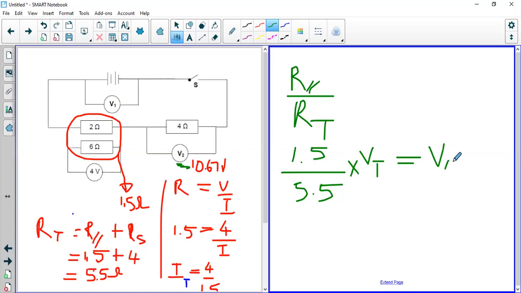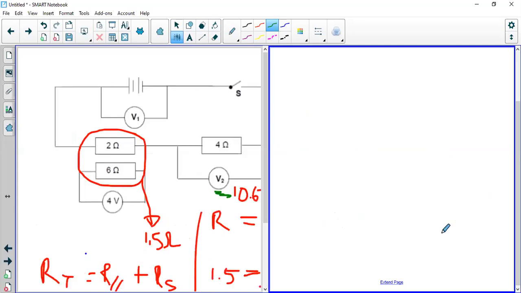But the voltage across the parallel, we know it. It's 4. So here we're going to have 1,5 over 5,5 multiplied by V total, which is the one across the battery, which we do not know. So 1,5 over 5,5 multiplied by V total, which is the one that we are looking for, is equal to the voltage across the parallel we are given, it's 4.